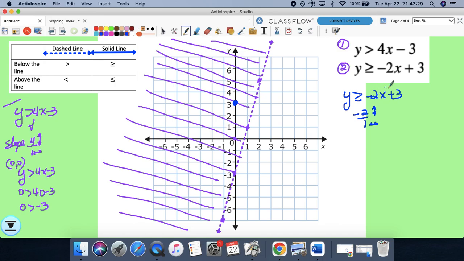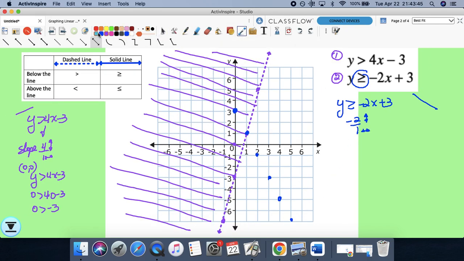Our slope is negative, so we know we have a line that's going to look like that. So 1, 2 down, 1 to the right. 2 down, 1 to the right. And so forth. Our inequality sign is greater than or equal to, so we're going to use a solid line because points on that line are part of our solution. So let's just go like this.